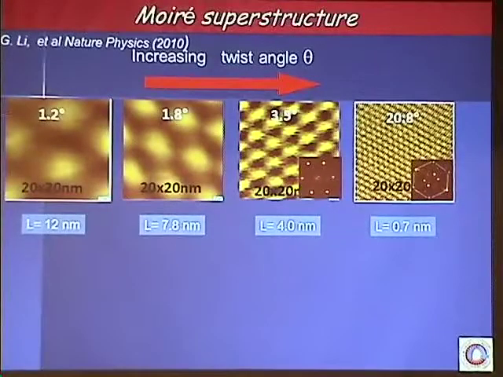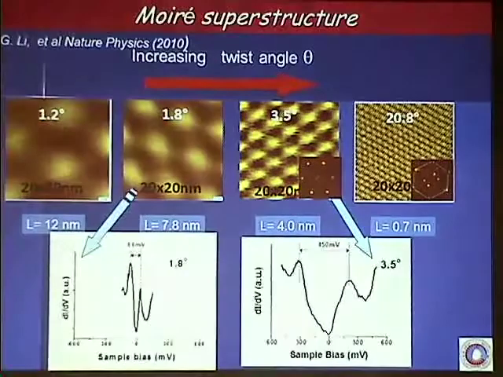And here we did all sorts of various angles of rotation, and we see that the distance between these peaks is almost proportional to the angle of rotation. So the larger the rotation, the further apart in energy the peaks are.